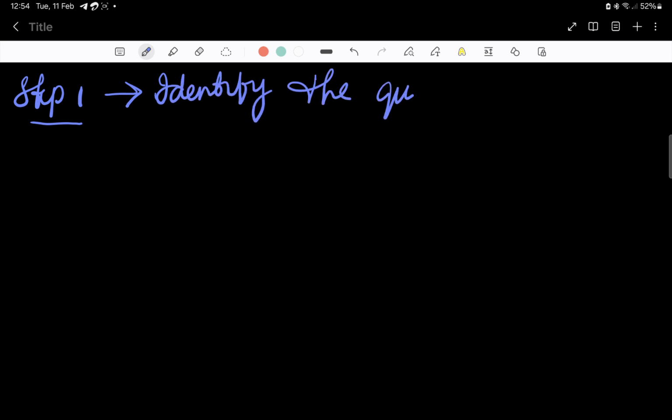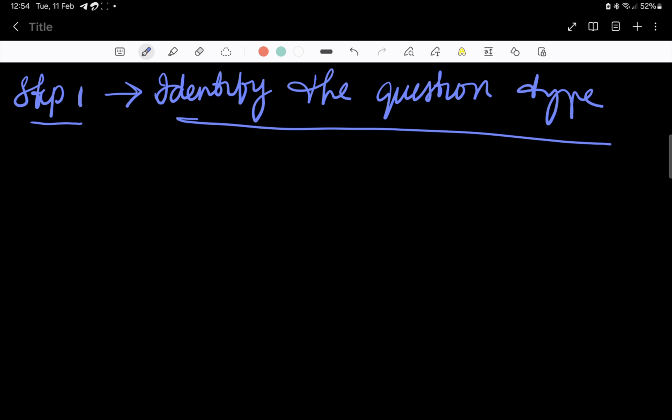So first of all, step one you need to do is identify the question type. This is the first step. For inference questions, does the answer logically follow from the passage? For strengthening or weakening questions, does the answer actually impact the argument? You need to do this first. Identifying the question type is a must.